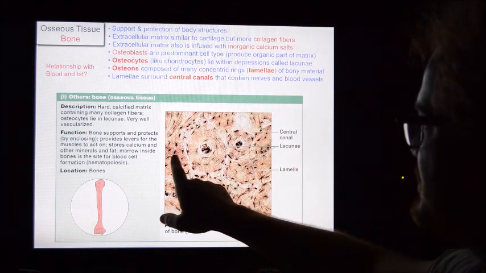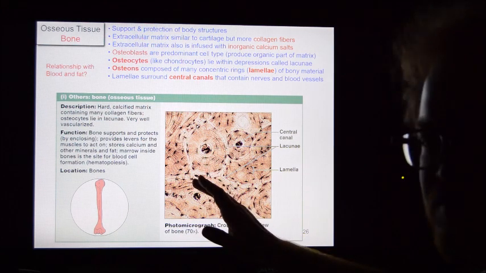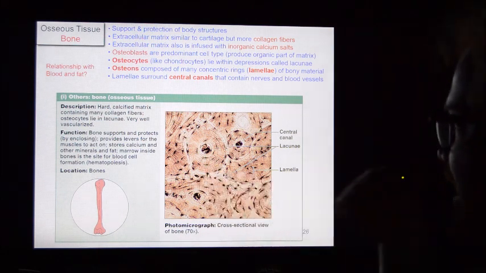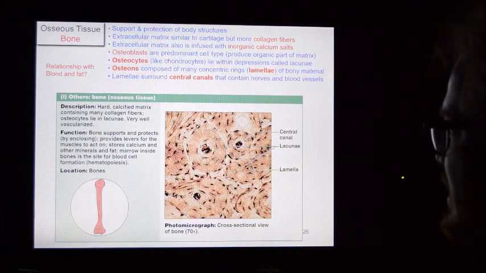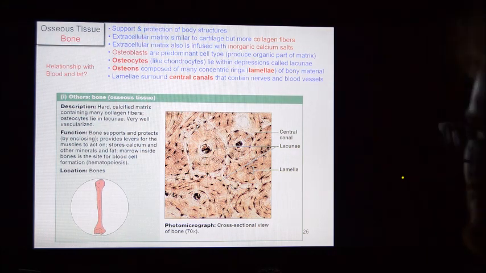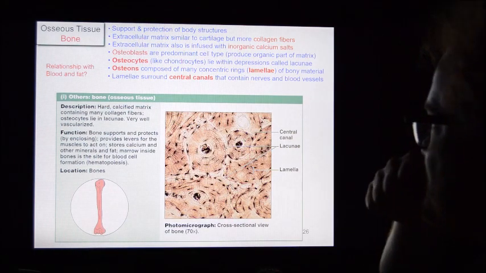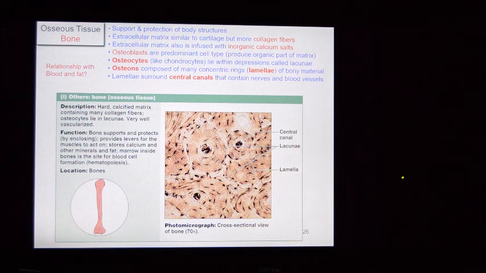So you can see the cells. All of these are cells. These are osteocytes. The ground substance in bone is going to be this calcium carbonate type material. It's hard. It's rocky. And then, of course, there are fibers. And the fibers in bone are almost entirely collagen. In fact, the bone is over 30% collagen fiber. Huge amount of collagen fiber in bone.